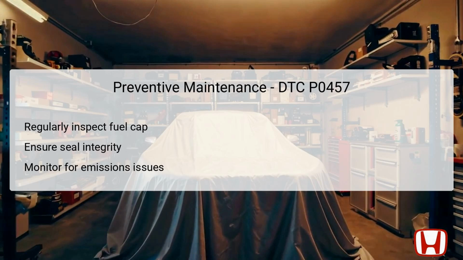Preventive maintenance is essential for ensuring the longevity and proper functioning of the evaporative emissions system. A reliable practice includes regular inspection of the fuel fill cap to ensure it is secured properly each time the fuel tank is filled. Technicians should also check the integrity of the cap seal, replacing it if it appears worn or damaged. Consistent monitoring for any unusual emissions issues or fuel odors can also help in identifying problems early on, preventing major repairs down the line.